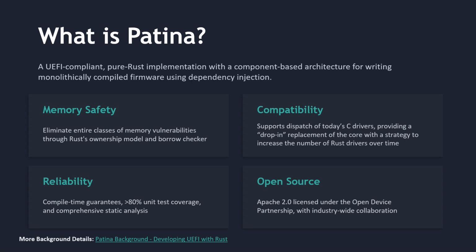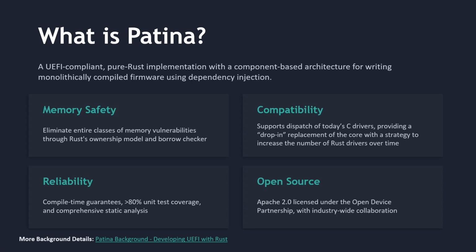As we began this work, compatibility was a major concern. Today's platforms typically have hundreds of C drivers, even just in the DXE phase alone, and we need to provide a way to continue dispatching those drivers with no disruption to platforms, or at least as minimal disruption as possible. Patina does that by allowing us to dispatch PI-based C drivers alongside those monolithically compiled pure Rust components mentioned earlier. This gives us a strategy to continue supporting existing platforms, but increase the number of Rust drivers over time.